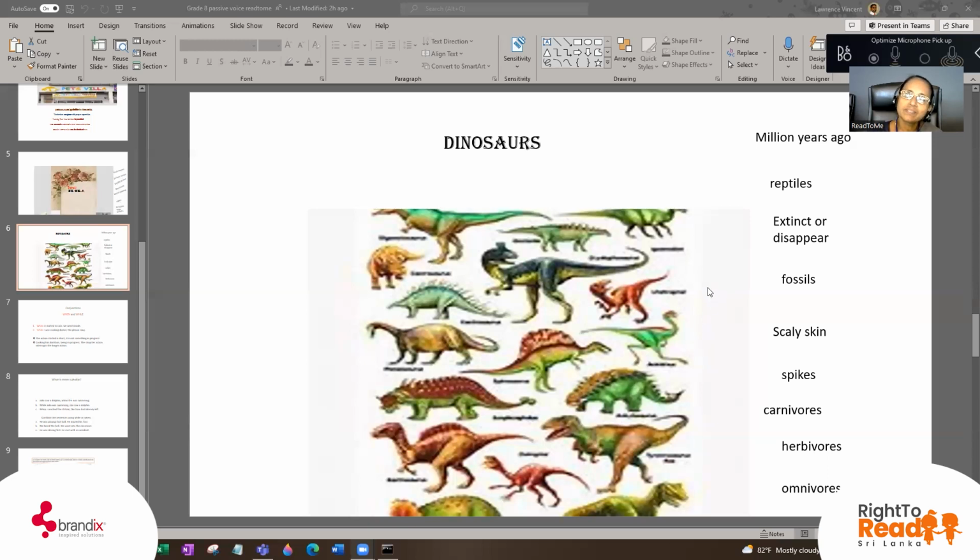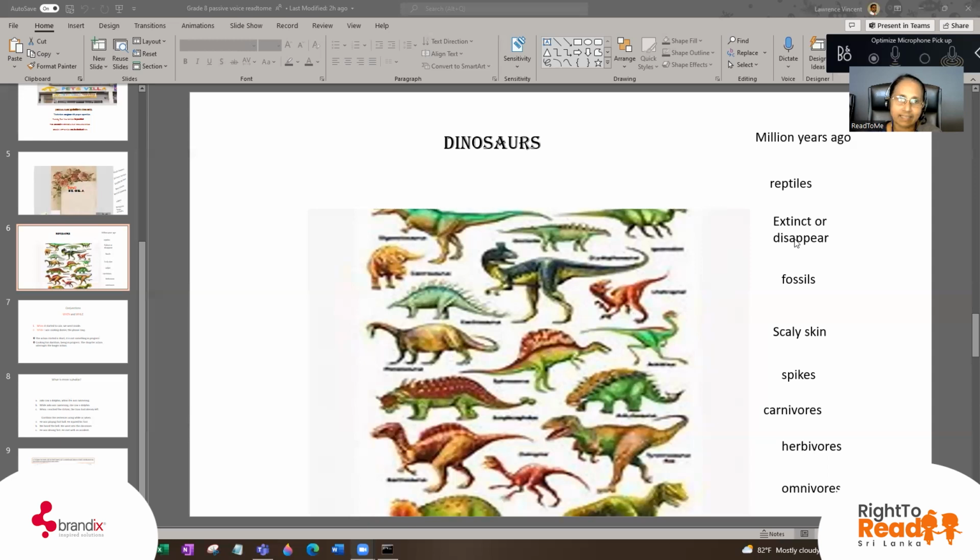I know you know lots of things about dinosaurs. You may have read, you may have seen pictures. Yes, these are some animals who lived millions of years ago. They belong to the animal family reptiles. They were reptiles. You can see large animals here. They are huge.